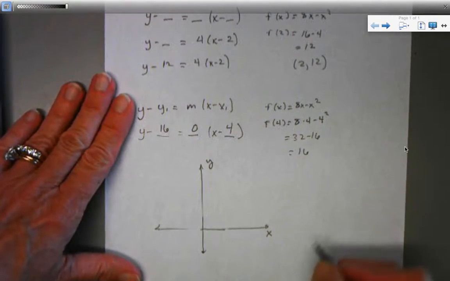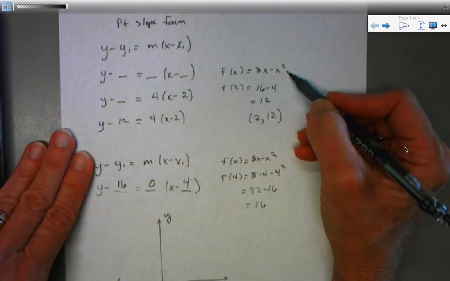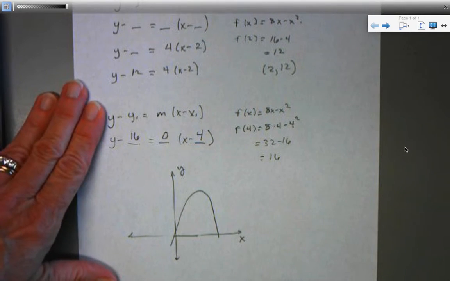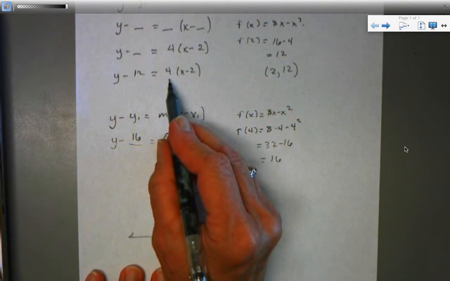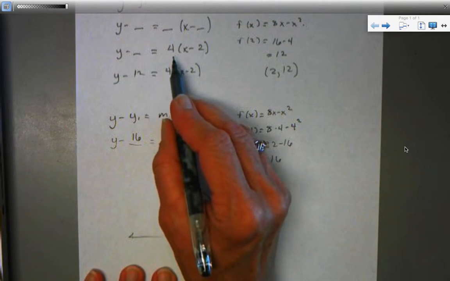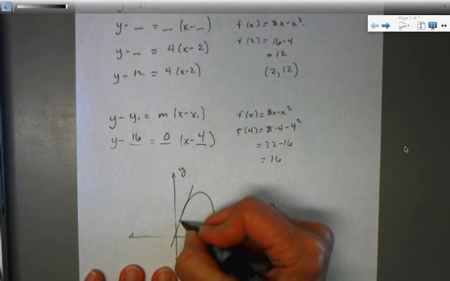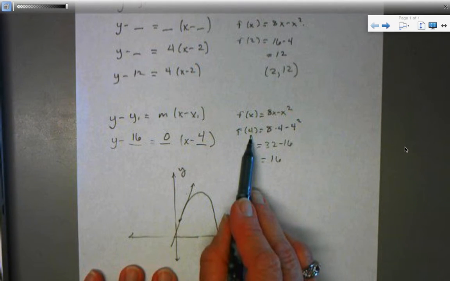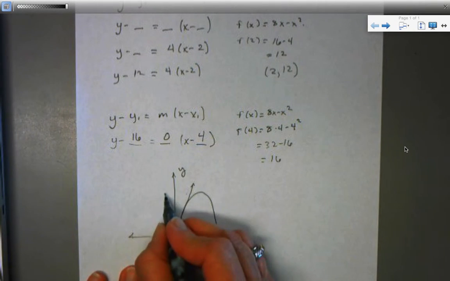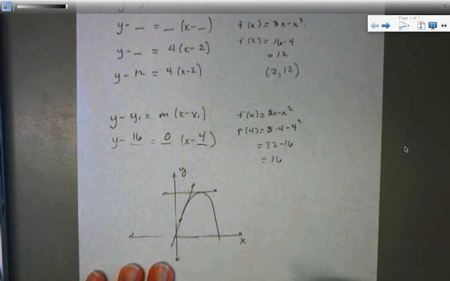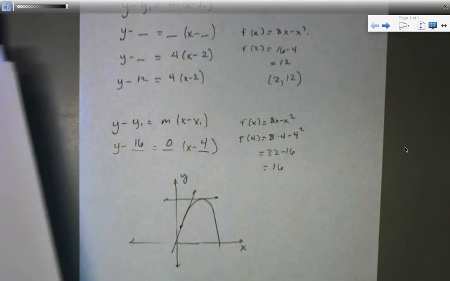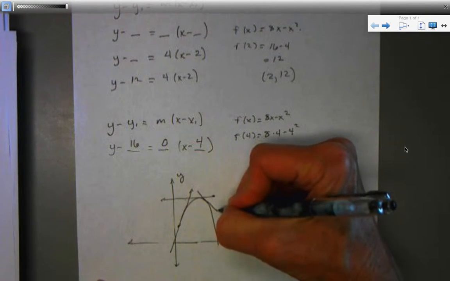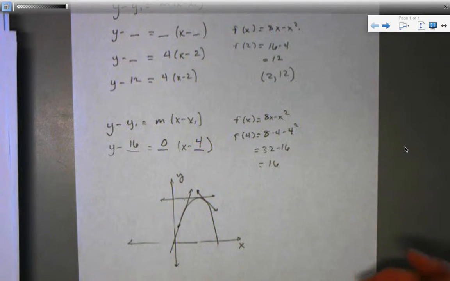And we know that 8x minus x squared is a parabola that turns upside down. So I'm just going to sketch a parabola that turns upside down. At 2, I know the slope is 4. At 4, the point when x is 4, the slope is 0. And at 5, I know the slope is negative 2. So then I can sketch in that extra line.